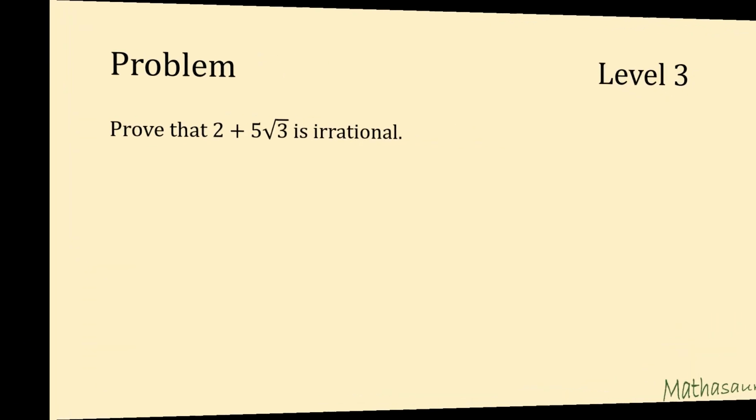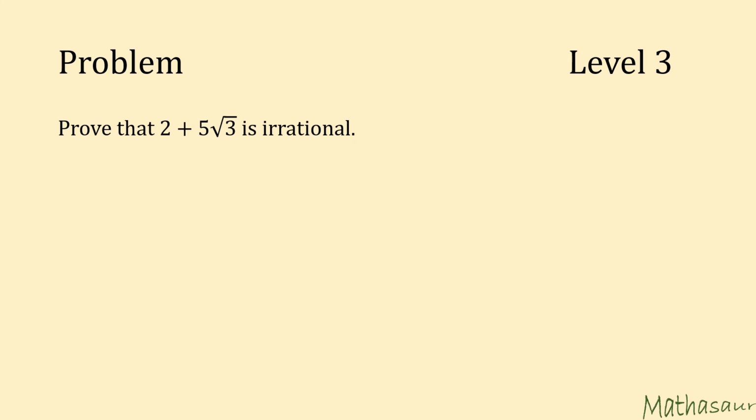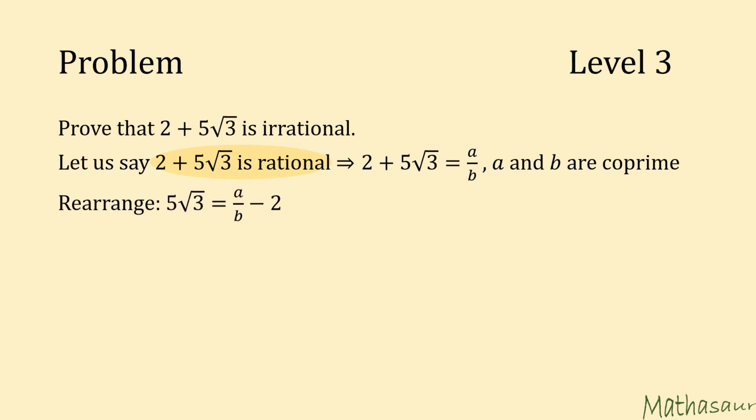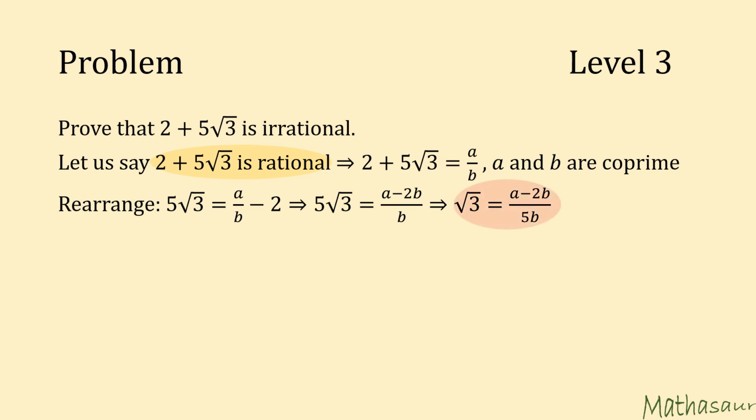Let us look at another problem. Prove that 2 plus 5 times square root of 3 is irrational. First of all, let us say that 2 plus 5 times square root of 3 is rational and express it as a upon b, where a and b are co-prime. Now let us rearrange our equation so that square root of 3, which we know to be irrational, is on one side. Now this is the statement we shall contradict.